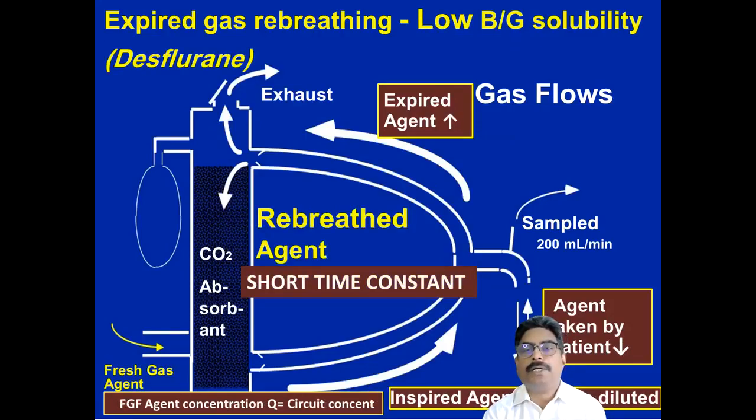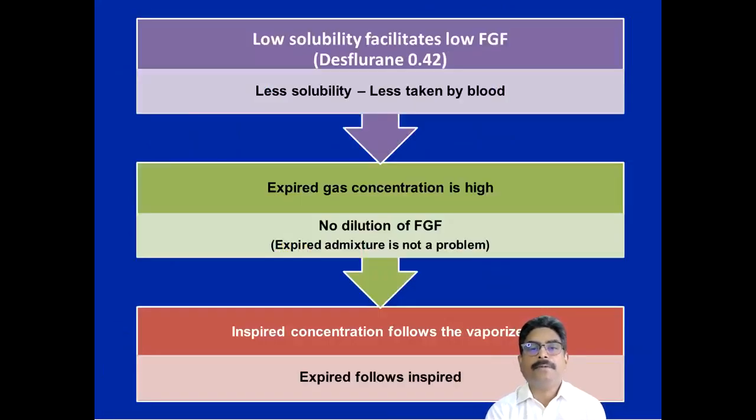What happens in the low blood gas solubility anesthetic agent? Less gas is taken by the patient, so there is more anesthetic gas in the expired limb. So more is rebreathed and it quickly reaches the expired concentration in the inspiratory limb of the breathing circuit. So it is called short time constant. That is your desflurane and sevoflurane. They are ideal for low flow anesthesia.